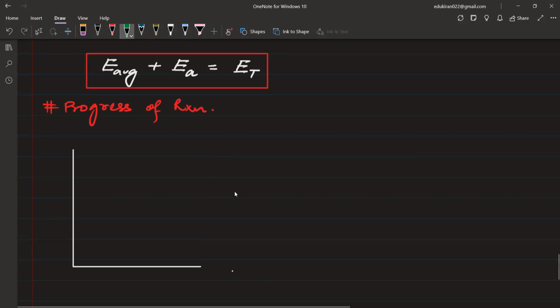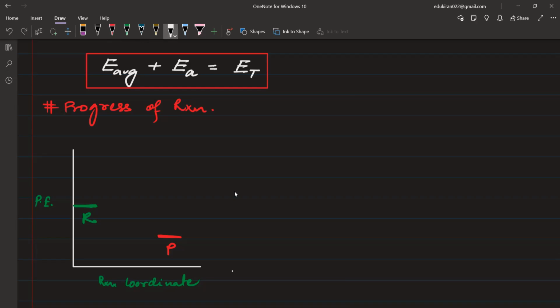Okay, please see. In the progress of a reaction, we have on the x-axis the reaction coordinate, and on the y-axis we have the potential energy. Let's suppose the reactant molecules are starting from somewhere here. This is the reactant, okay? And this is the product. This is the energy of the product. Now, obviously, this is the average energy of all the reactant molecules.